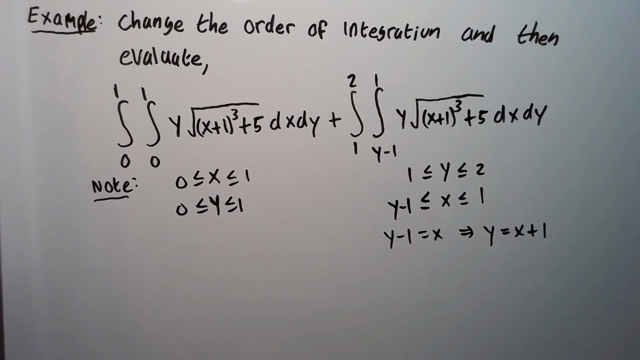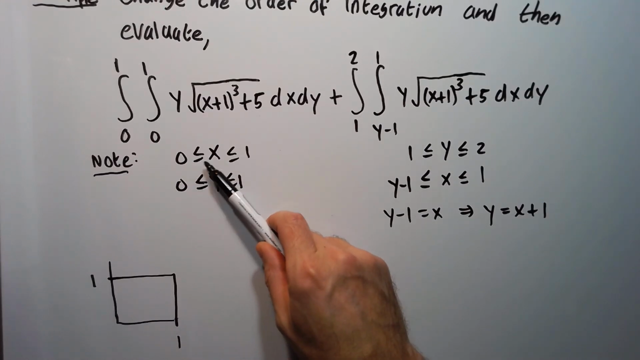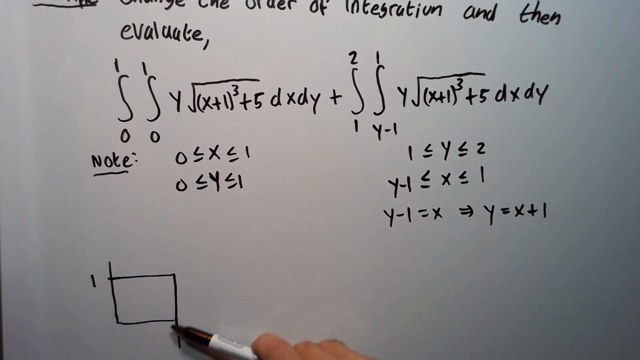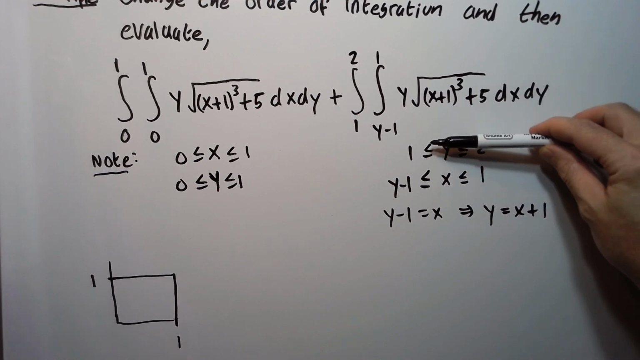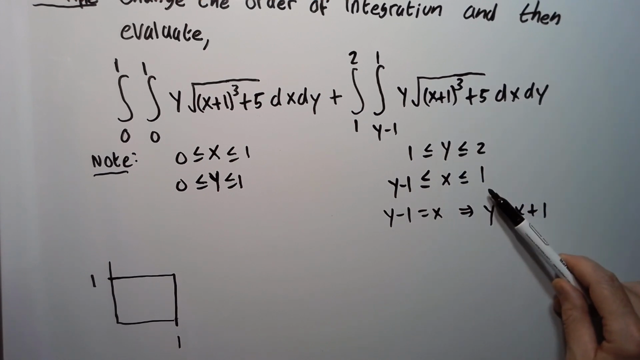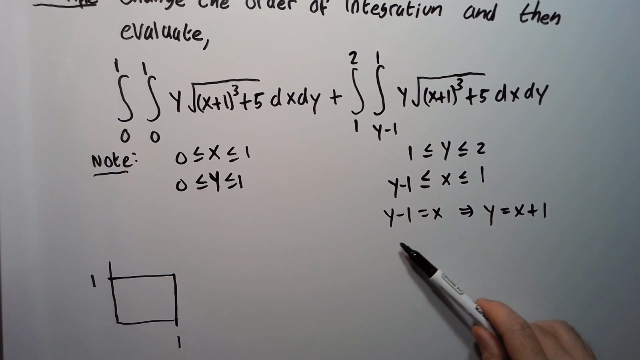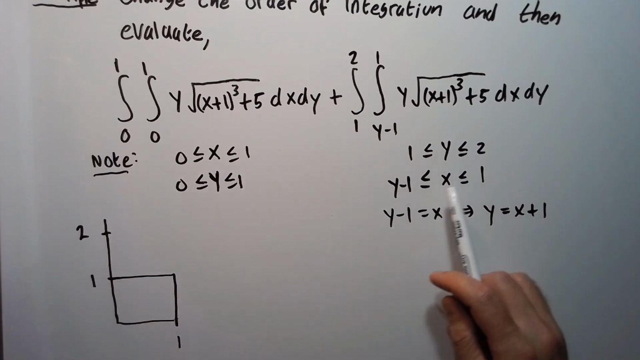Okay, now let's try and graph these two regions. So graphing this guy here, 0 to 1, 0 to 1, just makes this square. And then looking at this guy, this is saying y goes from 1 to 2, and then x goes from y minus 1 to 1. So let me try and graph that now.